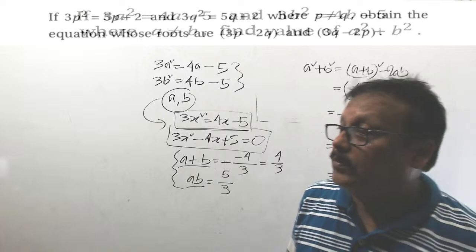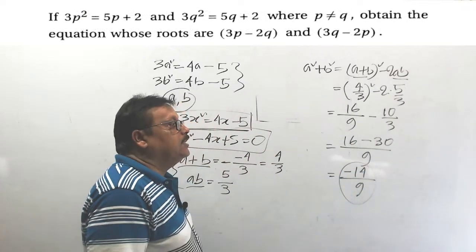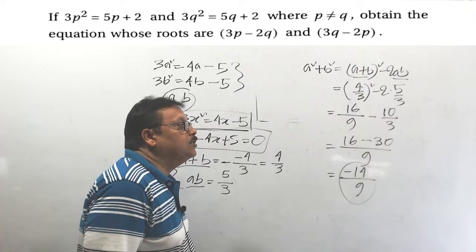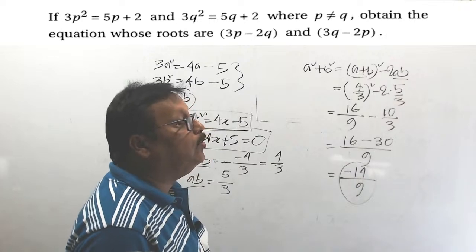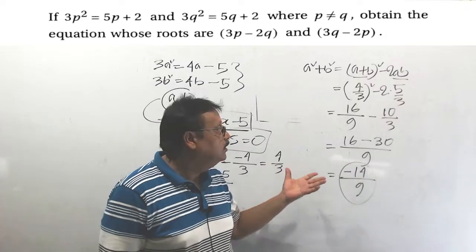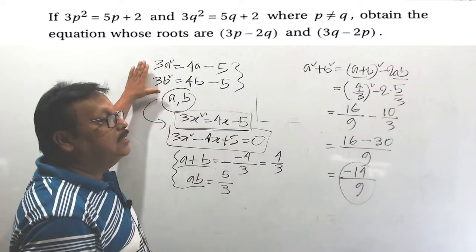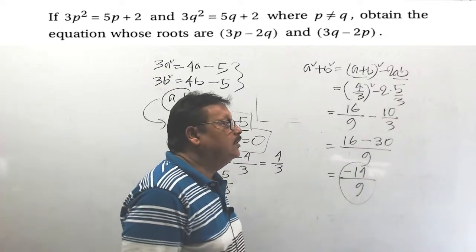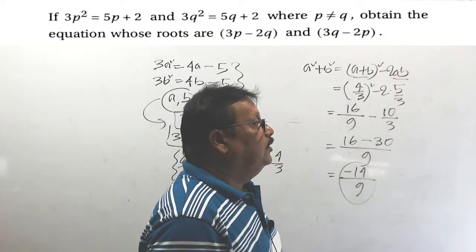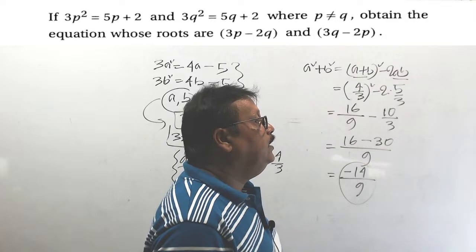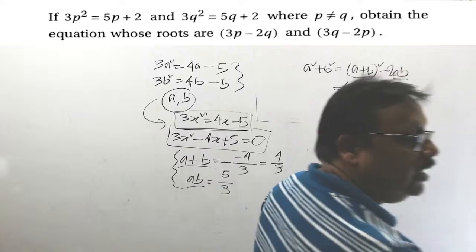Next problem. What is the next one? 3p square minus 5p minus 2 and 3q square equal to 5q plus 2. Oh, same pattern as this one. See, same pattern. Don't forget this technique. Where p and q are distinct roots. p cannot be equal to q. Okay. Obtain the equation whose roots are this and this.